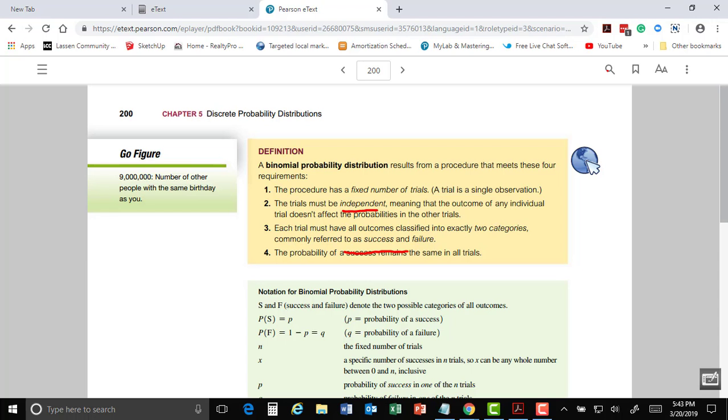This here, it says, and each trial must have all outcomes classified in exactly 2 categories. Yes? Okay, now, X is the random variable, right? And P is the probability of success in 1 trial.